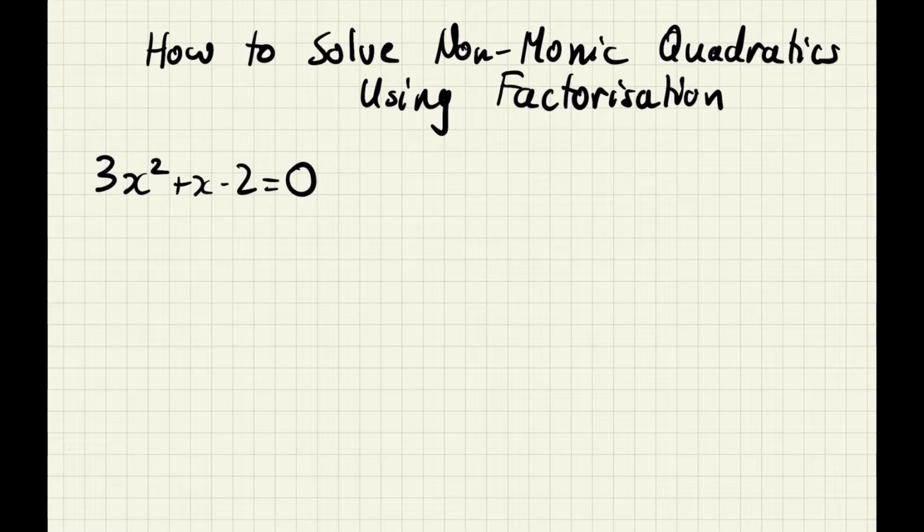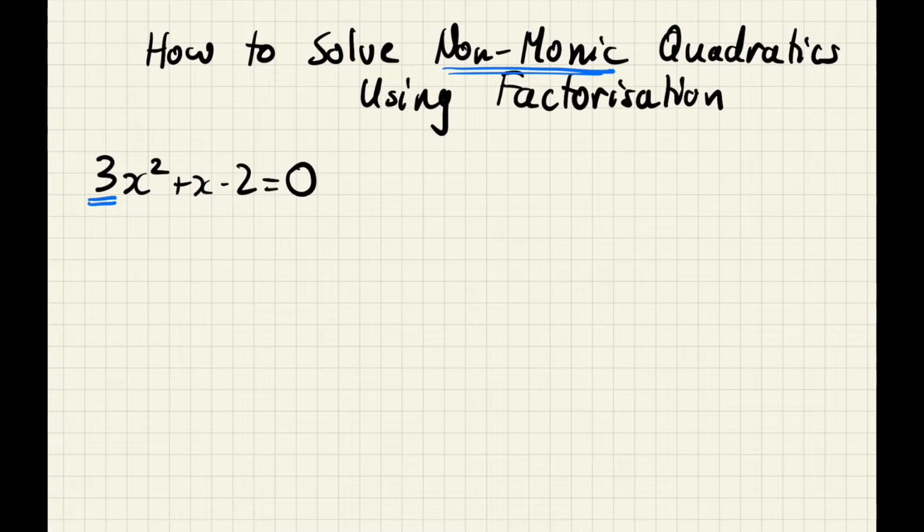Now the critical thing to note is that we have a non-monic quadratic in the sense that the term in front of our x squared is not equal to 1. This time we've got a 3. Another example of a non-monic quadratic might be 2x squared plus 2x minus 2. In any event, the term in front of that x squared is not equal to 1.